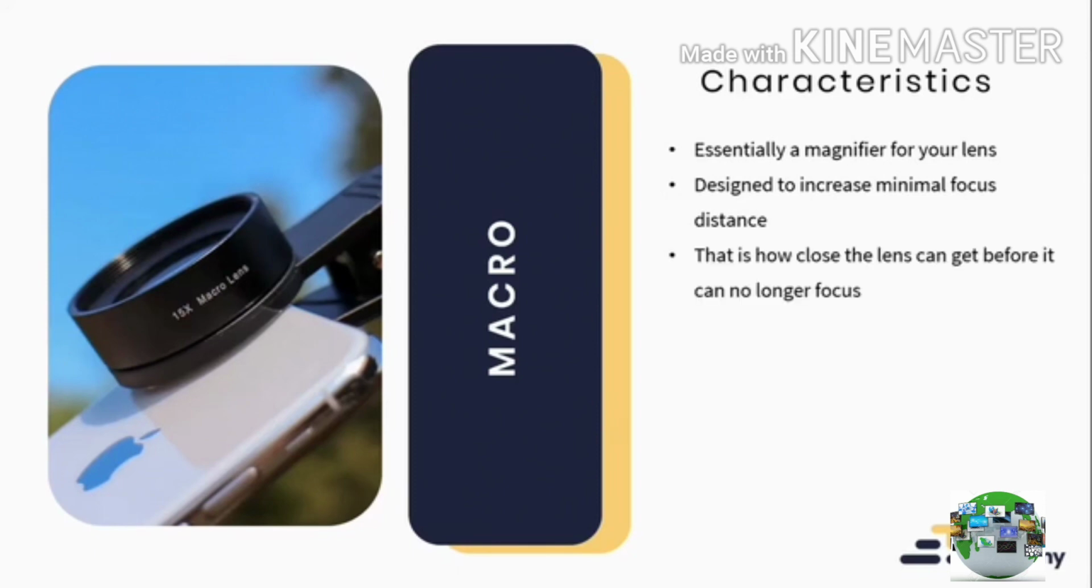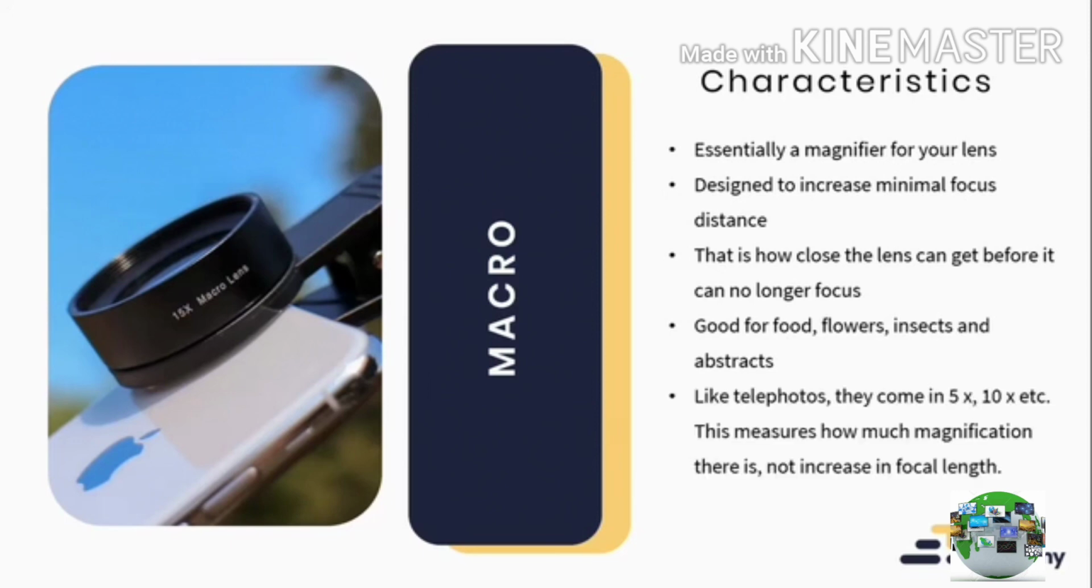And as I've just mentioned there, that's how close the lens can get before it can no longer focus. Good for food, flowers, insects. Macro photography is great for doing a little bit of abstract photography as well, focusing on things like shapes and textures and so on. And like telephotos, they come in 5x, 10x, 15x, like you can see in the example here. But that is an increase in the magnification. It's not the increase in focal length. So like a 15x macro lens will magnify your lens by 15 times, allowing you to get 15 times closer to a subject, which is significant.